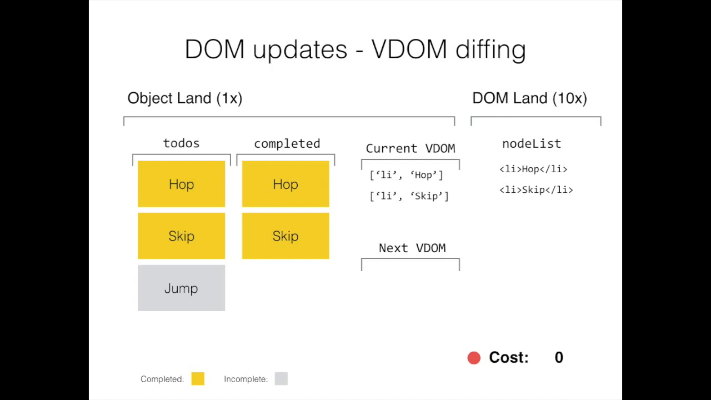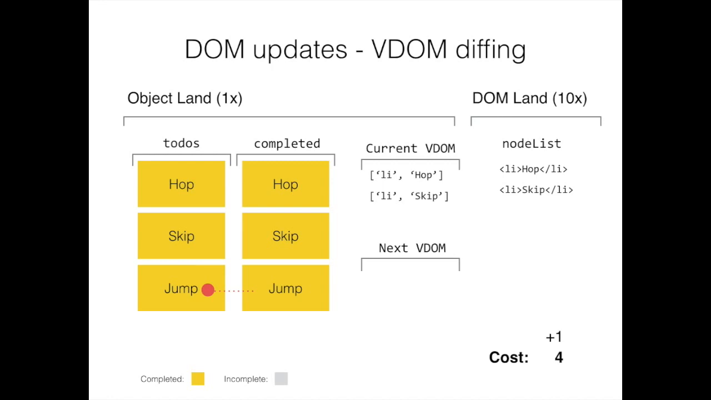So the first thing that happens is the source list of to-dos changes. Jump is marked as completed. Notice how cost is now 1. Next, we need to update the completed list of to-dos. The old list is discarded, and we begin refiltering the source list of to-dos.